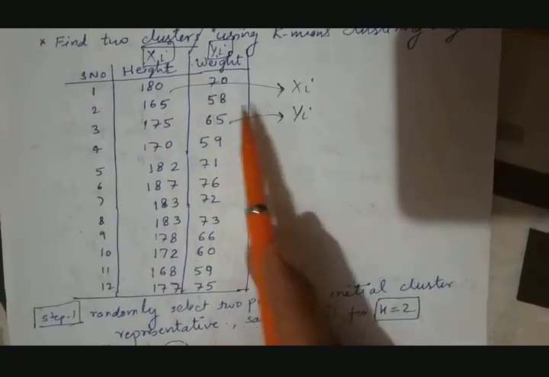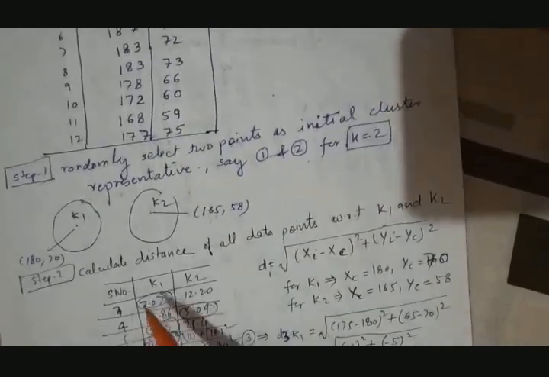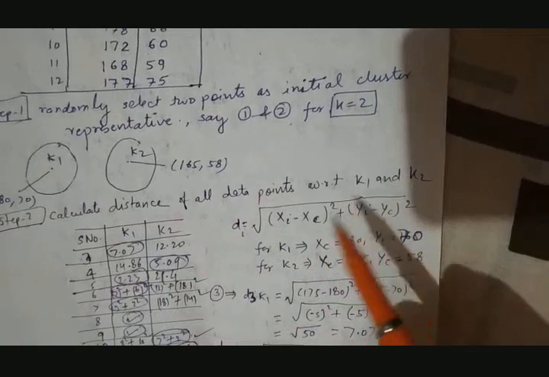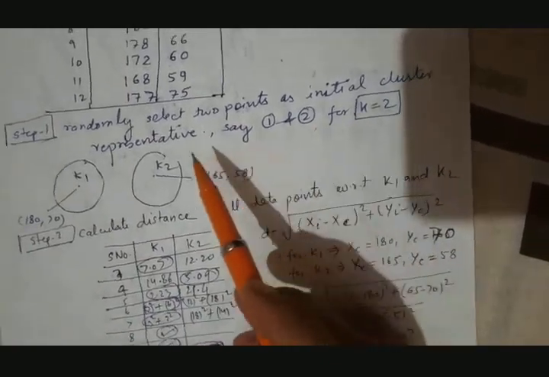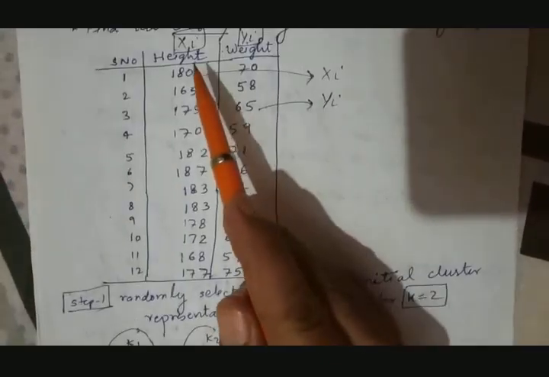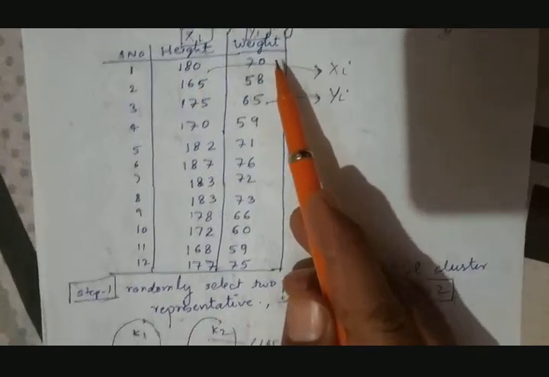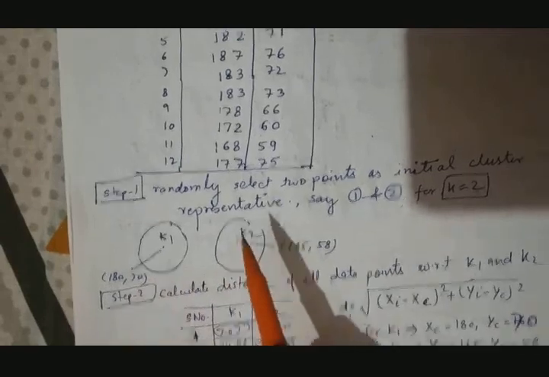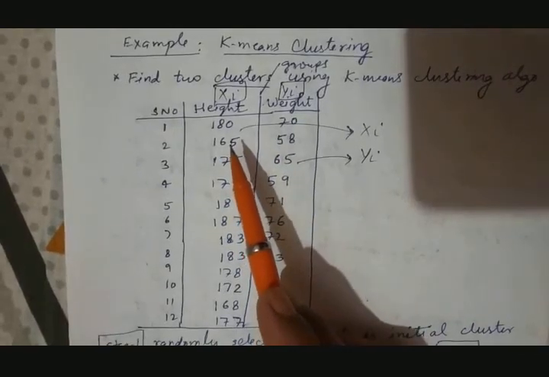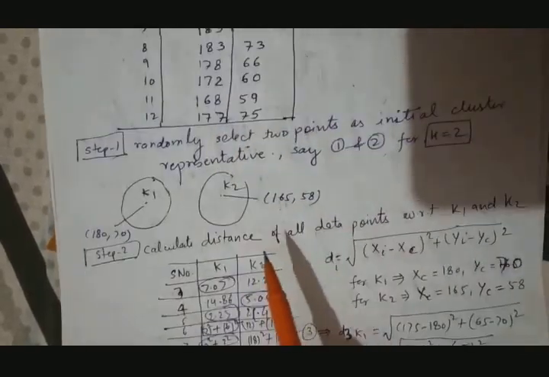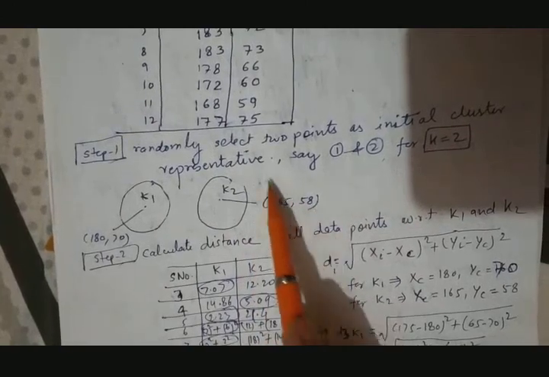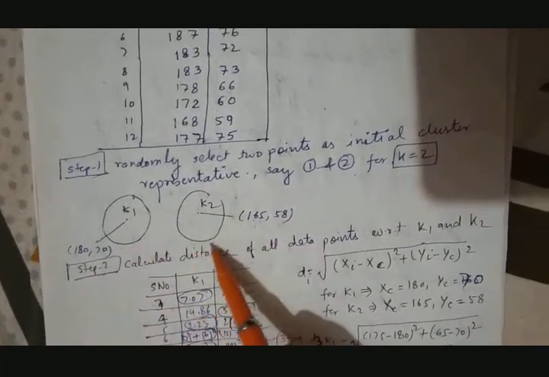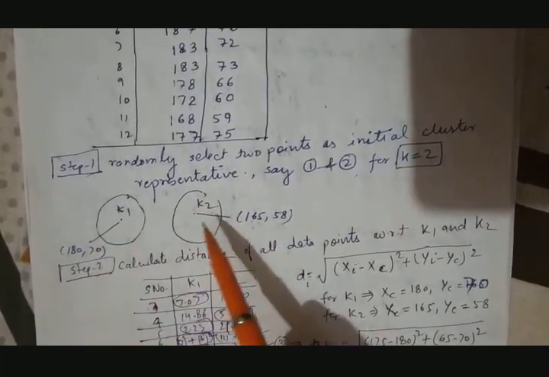Now step 2 says to calculate the distance of all the data points with respect to K1. Basically we have K1 and K2 over here. K1 is 180, 70. K2 is the second row, so 165 and 58. So now we have declared the two cluster centers, K1 and K2.